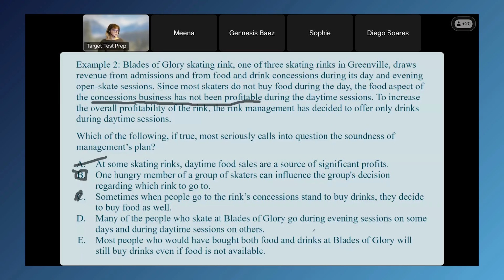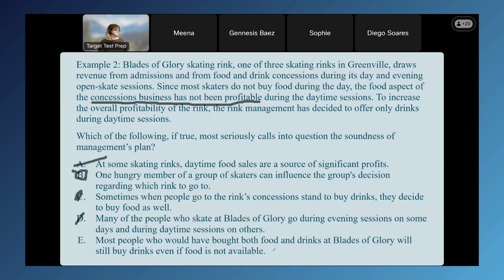D, many of the people who skate at Blades of Glory go during evening sessions on some days and during daytime sessions on others. Then they can get food when they go during the evening, and they can't get food when they go during the day. Apparently, that's not a problem since most people don't get food when they go during the day.